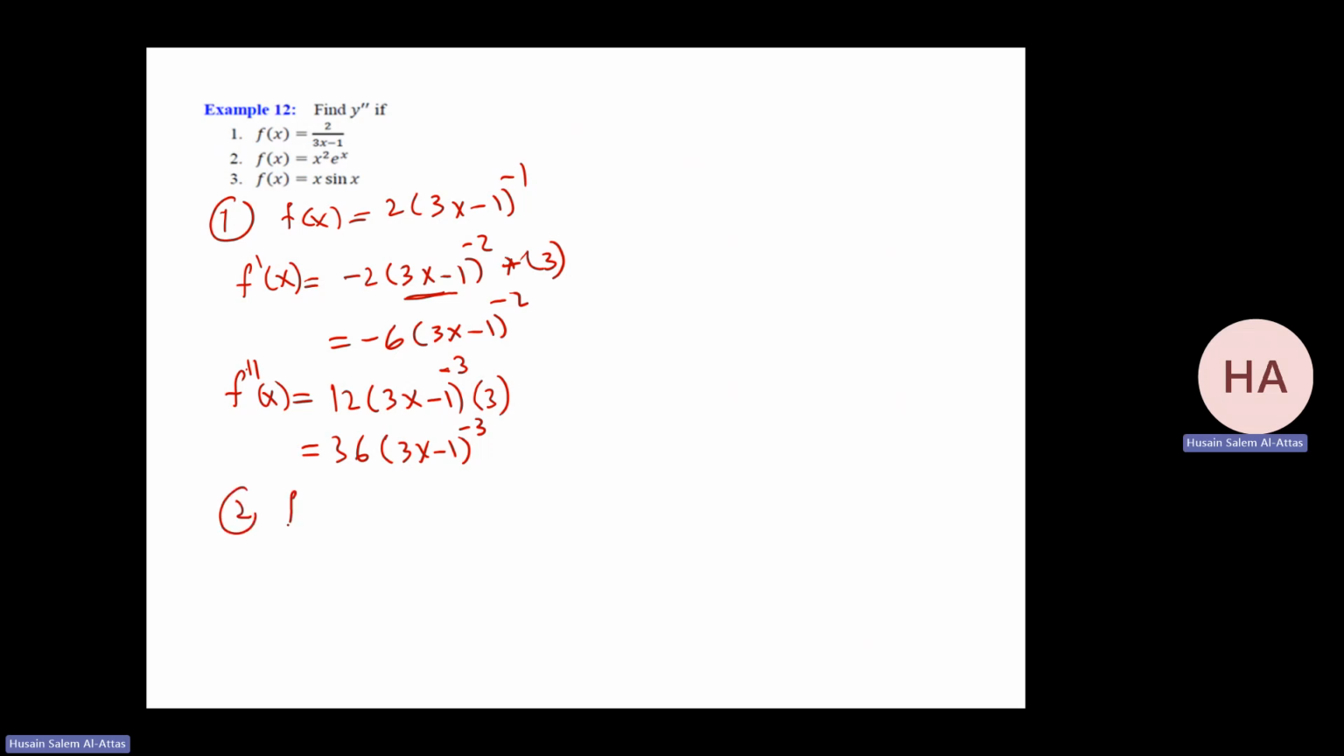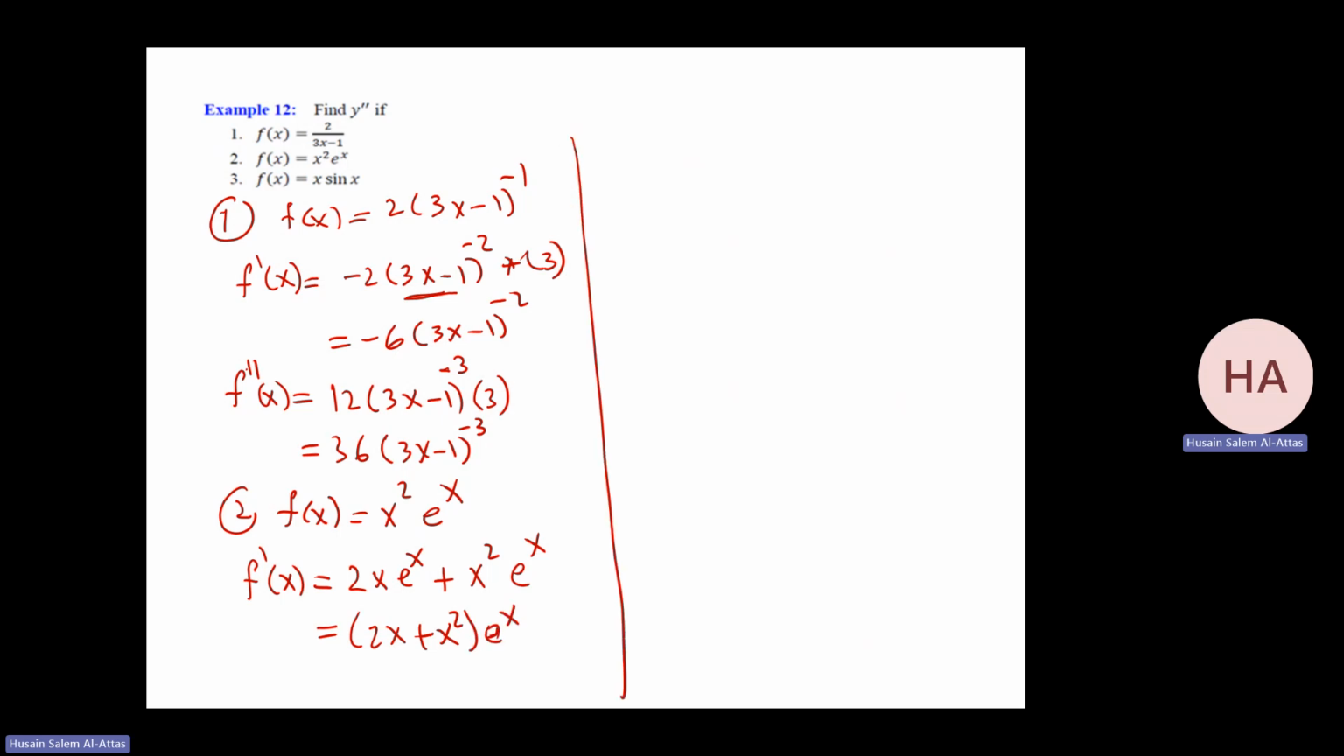Second problem. F of x, now it's a product now. x squared e to the power x. Okay, we'll do it. First derivative of the first, 2x e to the power x, plus the first times the derivative of the second, which is e to the power x. Where I can rewrite it, (2x plus x squared) e to the power x.